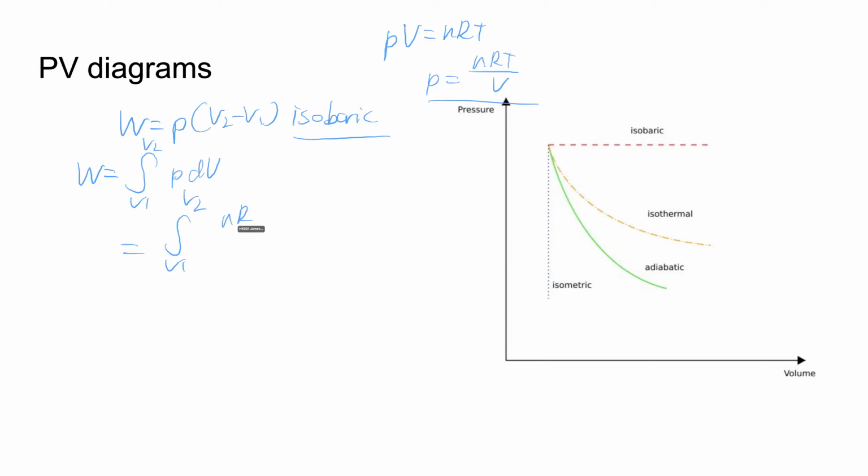we get this equation. And obviously we know T is constant, so we can take the T out. And n and R are just constants, n is the number of moles and R is the gas constant. And we get this kind of famous integral, because we all know that this is the natural log. And basically that's the work done in an isothermal system.